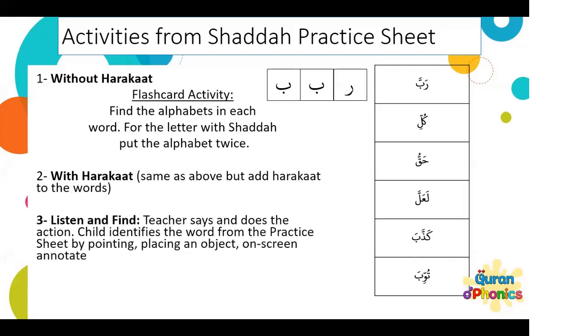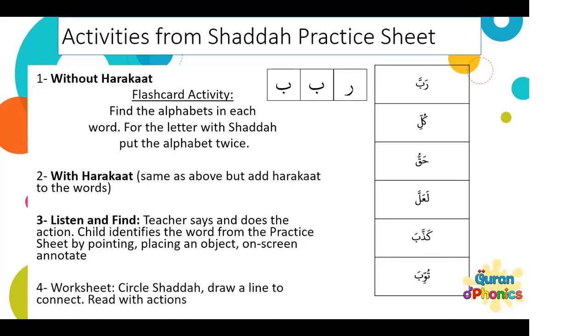Another activity is listen and find. So again, as we said before, the teacher can point to a line or a few words and say, within these 3 words, I want you to point or place an object. For example, if they're sitting with you and reading from a printed page, you can have a little bottle cap or any small object. Of course, be careful about the child's age and safety, it shouldn't be too small. They place an object on the word to show that they've understood it, or if it's on screen, they can annotate. So again, they're listening. They need a lot of listening practice to hear how shadda is pronounced.